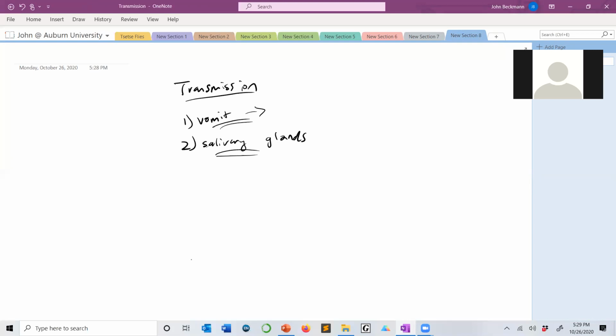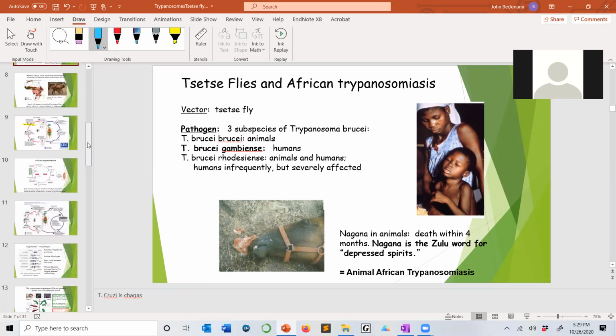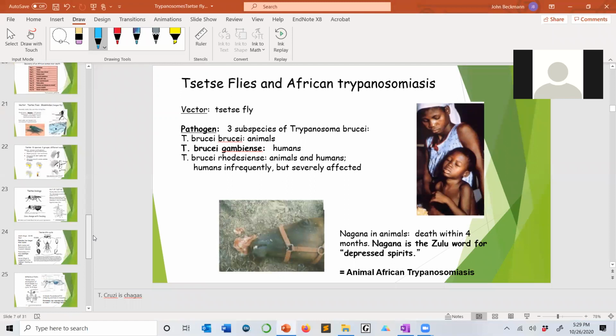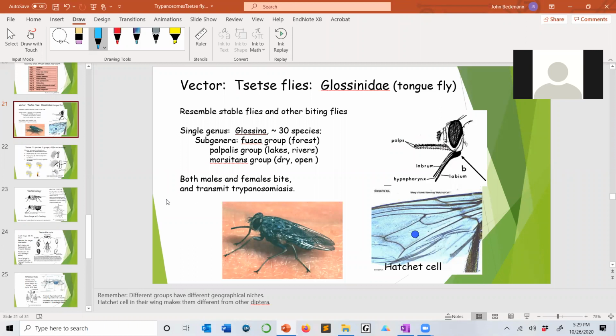Tsetse flies are really cool, cool in a biological sense. I do have pictures. Okay, let's talk about the tsetse flies. Both males and females bite. So this is not like the mosquito where just females bite. It's more like the tick in the sense that both males and females bite, taking blood. They're telmophages. So they're going to slash the skin, pool blood, and suck it up. Here's what their mouth parts look like.